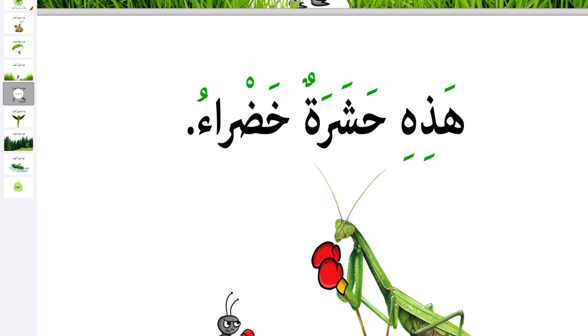This is a green insect. ये एक सब्ज कीड़ा है. هذه حشرة خضراء.